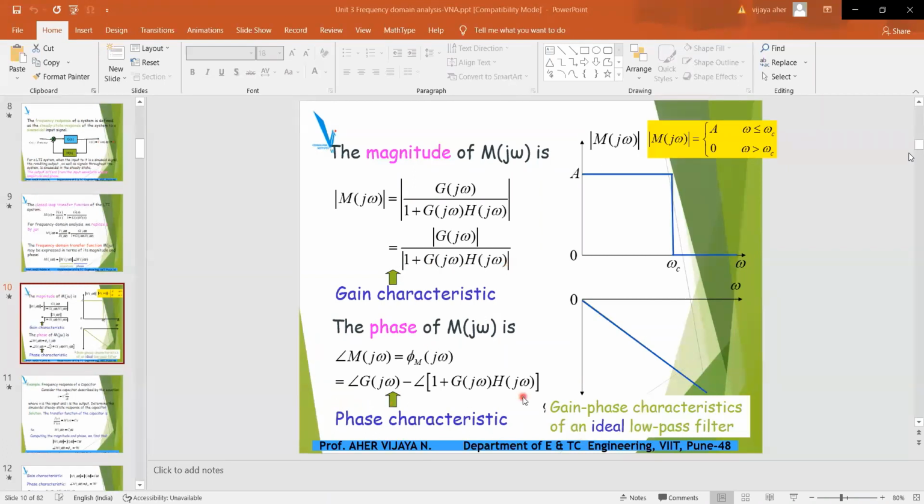So remember this equation. And these two equations are nothing but gain characteristics and phase characteristics of closed loop transfer function in frequency domain analysis. So remember these two equations. Have you written this? I have given a small example of ideal low pass filter. So this is the gain characteristics, this is the phase characteristics. Are you with me, students? Any doubt up to this? Okay, let us move ahead.